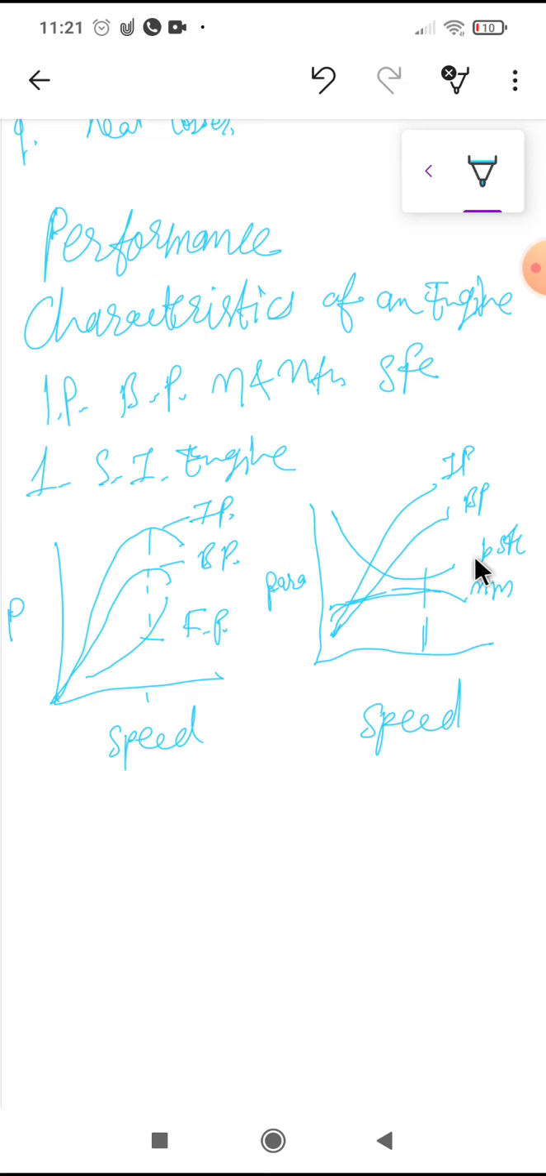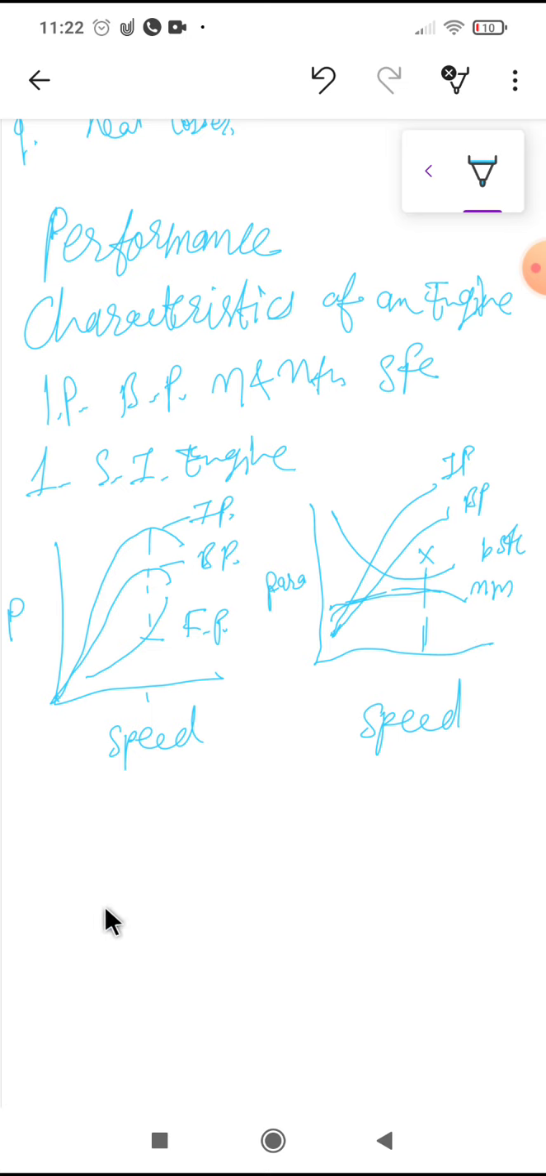Here, suppose this is point x. Point x represents the economical speed for minimum fuel consumption for the engine. This will be the economical speed at which you have to drive your vehicle for economical consumption of fuel. In this graph you can also see the mechanical efficiency is increasing, and after that speed it is reducing.